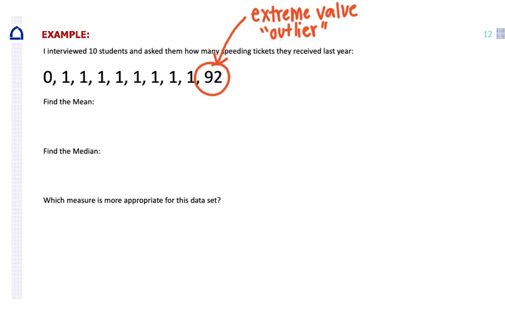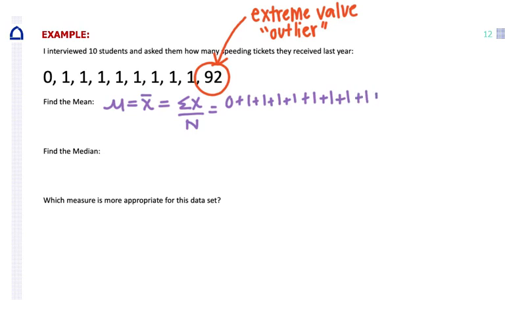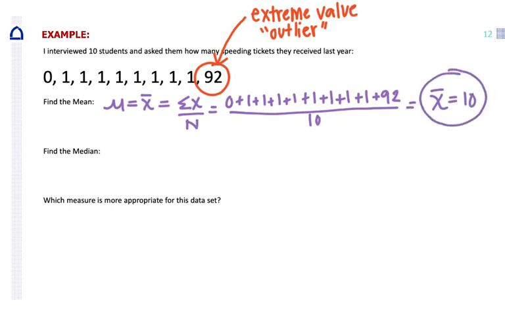So you may remember for the mean, you just add up all of the x's, divide by the number of x's you added. So this is going to be a lot. I think that's 92. All divided by, I believe it's 10 data points. And you end up getting that the mean is 10 speeding tickets.